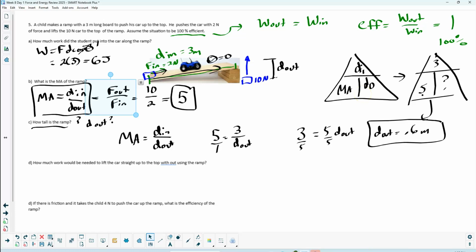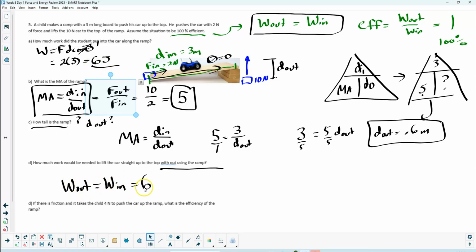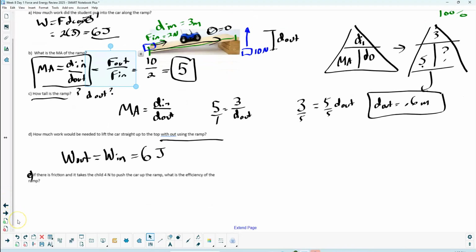Okay. So finally, kind of getting into D, it says how much work would be needed to lift the car straight up towards the top without using the ramp. Because it's straight up without using the ramp and it's 100% efficient, the work out is going to be equal to the work in. So we said the work in was 6, so the work out's going to be 6. So that's that one.